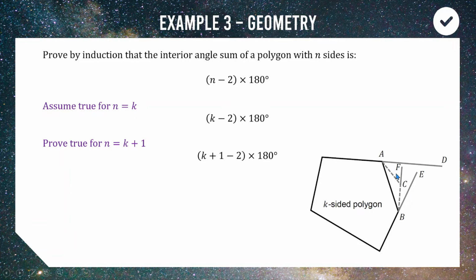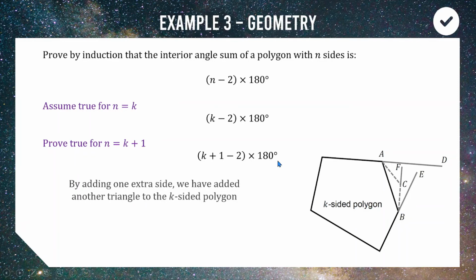Okay, so this right here is our k plus 1 sided polygon, and we're going to try and show that this has an angle sum of k plus 1 take away 2 times 180. So what we've essentially done here is we have taken away one side, added 2, which means we've taken our polygon and we've added into it an extra triangle. Okay, so if we take the angle sum of our k-sided polygon, add on our triangle, which we assumed in the question is 180 degrees, then we can try and make it look like this.